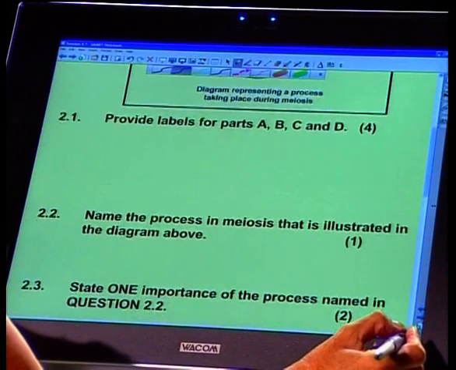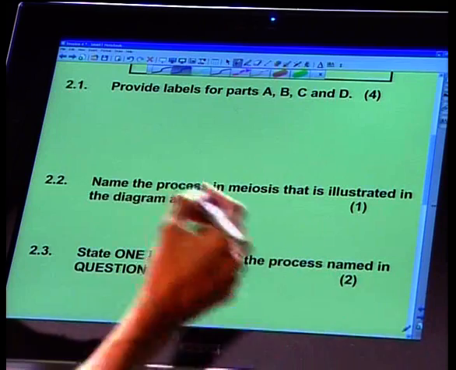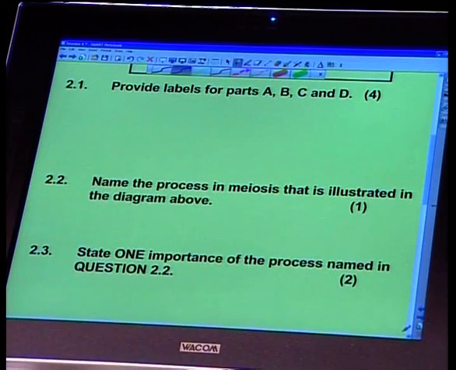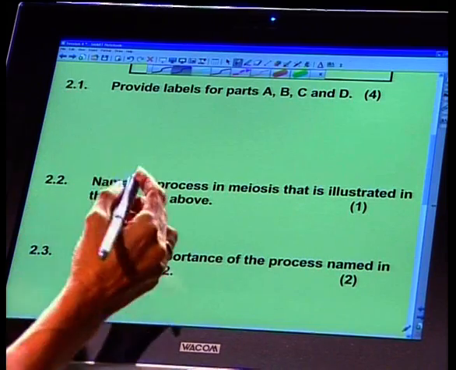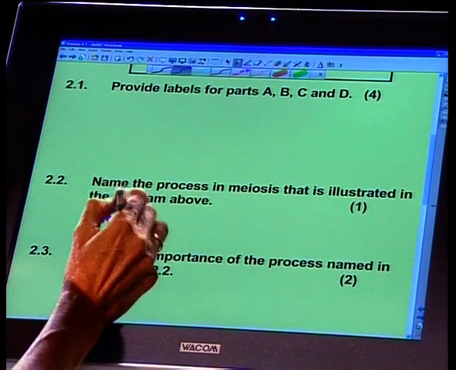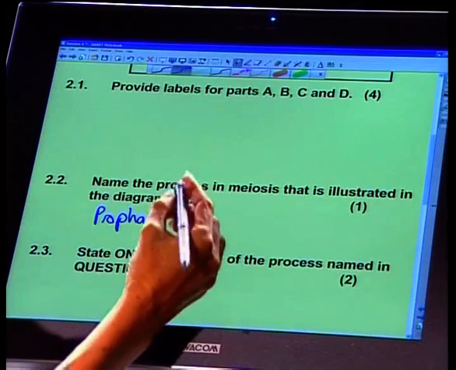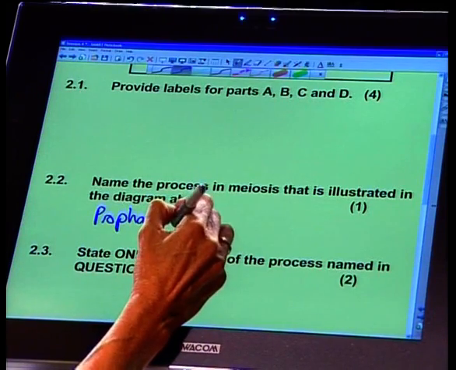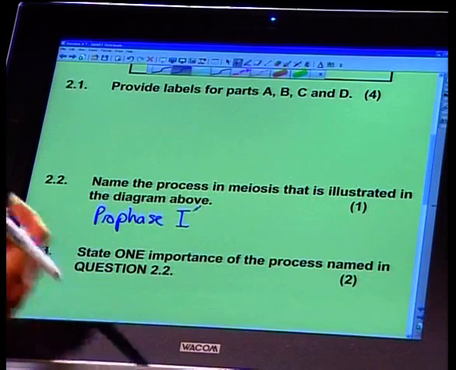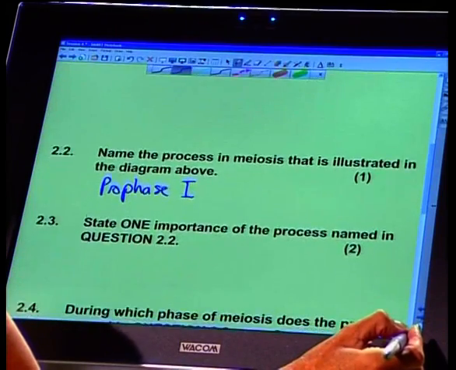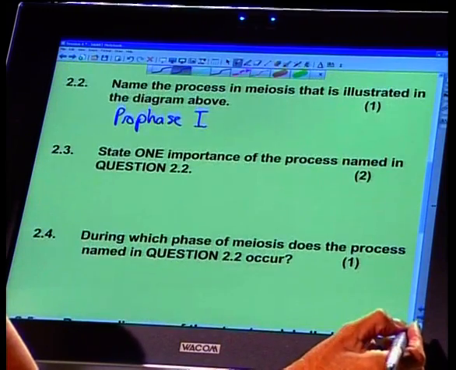All right, then, name the process in meiosis that is illustrated in the diagram above. Now, the process going on, chiasma or the crossing over, only ever takes place during prophase. Now, remember, we have the first meiotic division and the second meiotic division. It's going to be prophase 1. Because that's when reduction division takes place. And reduction division only takes place after the chiasma has occurred. Okay? State one importance of the process named in question 2.